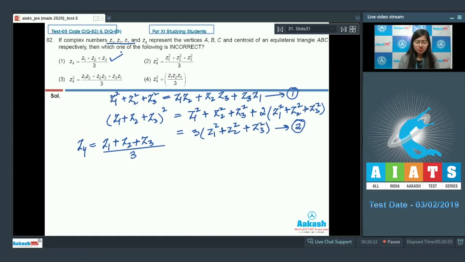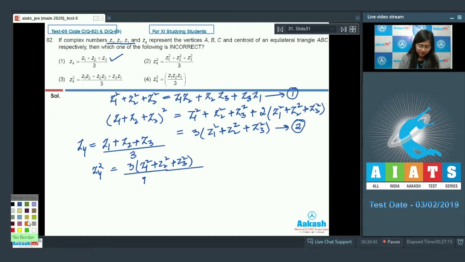Now to check the rest of the options, let us find the value of z4 square. z4 square will be equal to (z1 plus z2 plus z3) whole square upon 9, which can be put from equation 2 as 3 times (z1 square plus z2 square plus z3 square). Cancelling 3, we will get this equation which is given in option number 2. So option number 2 is also correct.